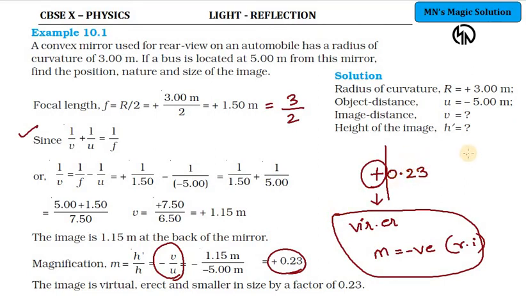If it's a value which is less than 1, then it is diminished. And if it's a value greater than 1, then it is magnified or enlarged. So this is the idea that we can obtain from the value of magnification. So here 0.23 is a value which is less than 1. Therefore, the size of the image is going to be diminished. And if it is equal to 1, then obviously it is the same size. So these are the ideas that you can obtain from the problem given in your textbook.